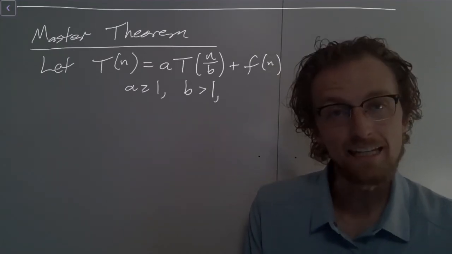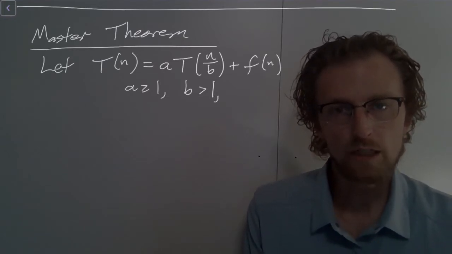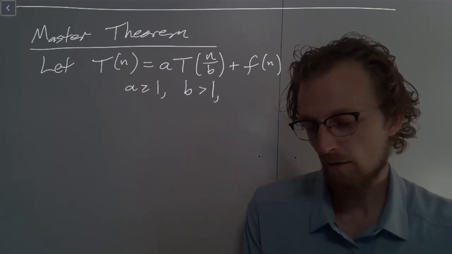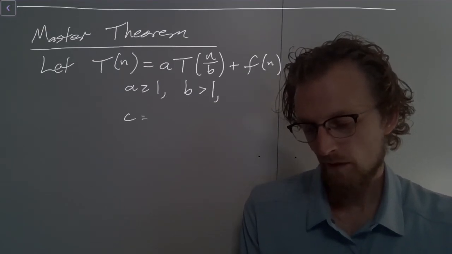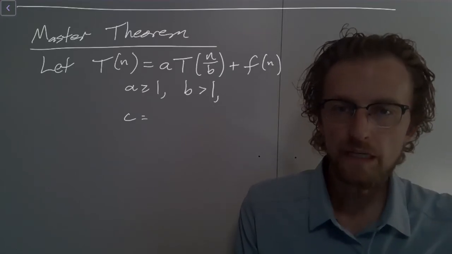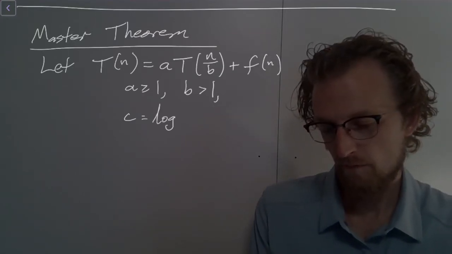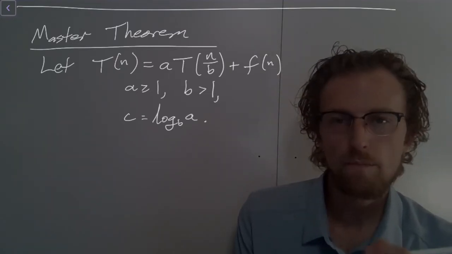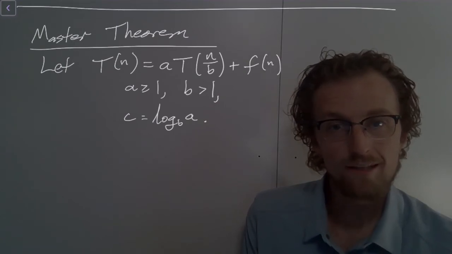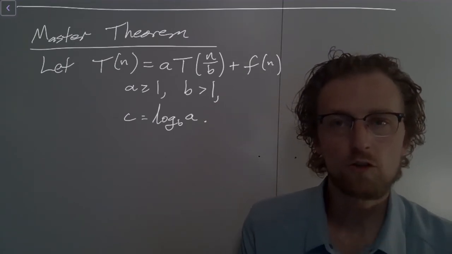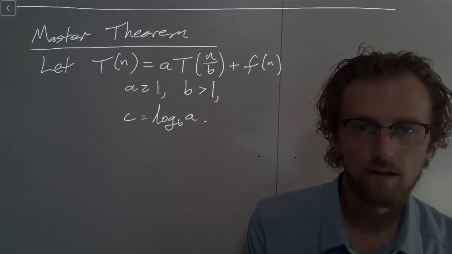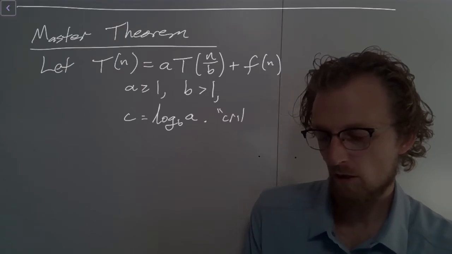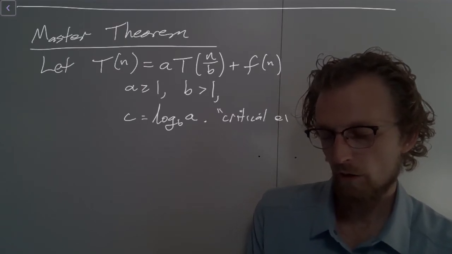We're going to define c, a third thing, which we'll call the critical exponent, and it's defined in the following way. So c equals log base b of a. And I know I've talked a lot about how the base of the log doesn't really matter. In this case, it does. So you have to make sure that you get the base of the logarithm correct in this case, or your critical exponent will be wrong. So this thing here is called the critical exponent.